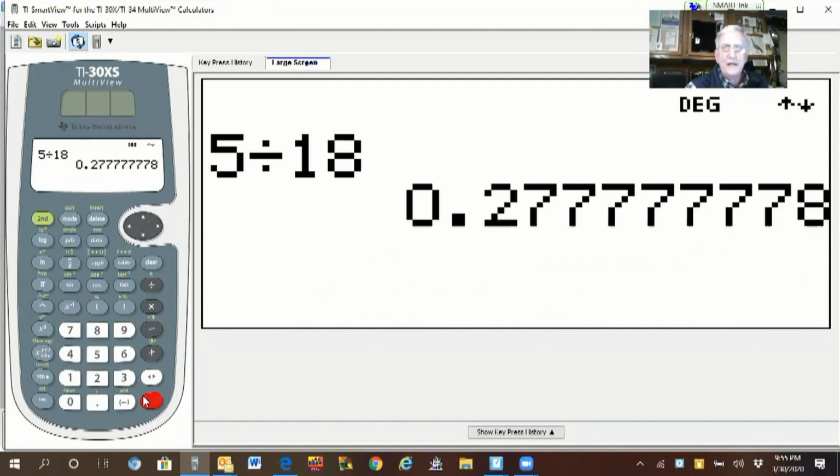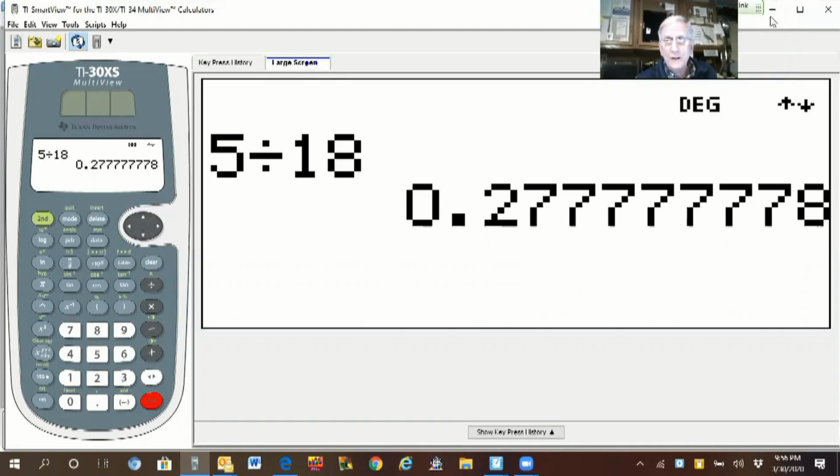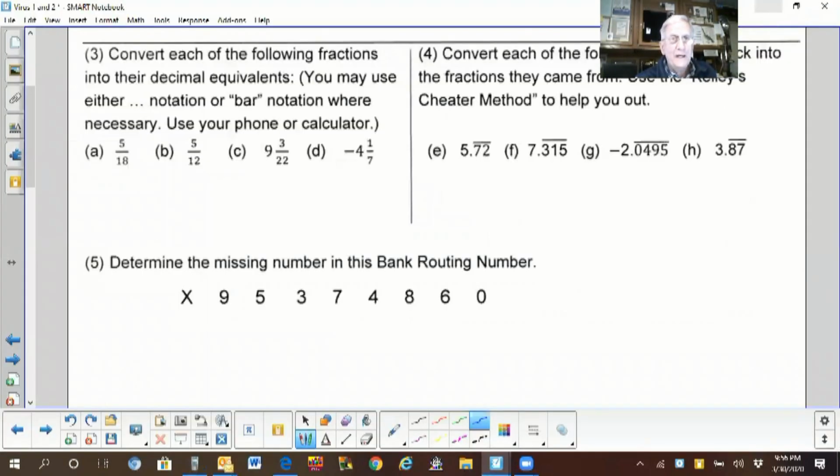And you'll notice the answer I get is all repeating 7s after the 2. And the 8 on the end, I think you are aware, would be rounded off on this calculator, so we're not going to use that. We have to realize that this is repeating 7s. So the answer we would write for 5 divided by 18 is 0.27 with a bar over the 7, to show the repetition, all right?